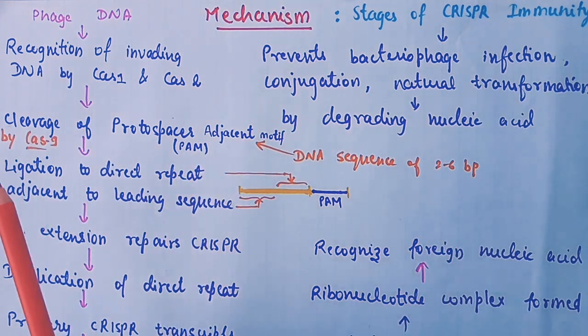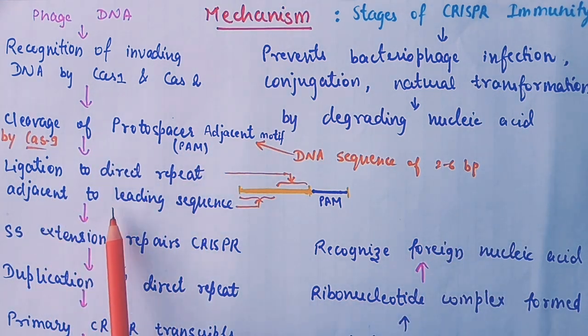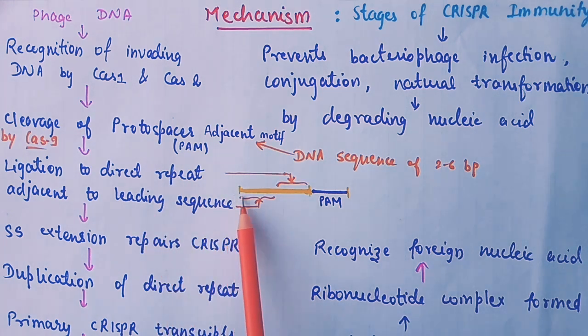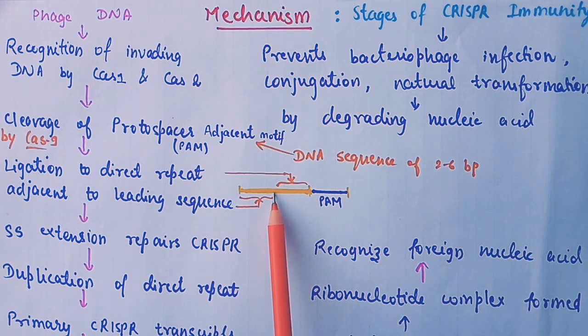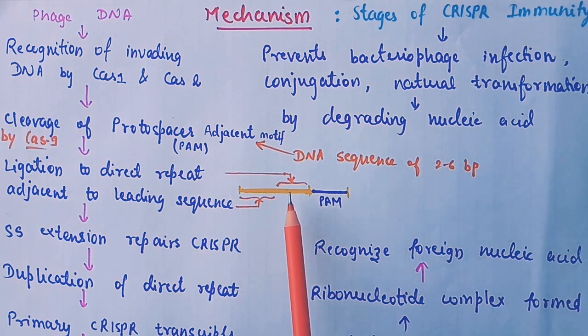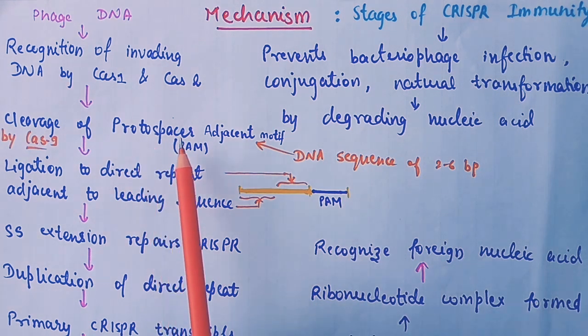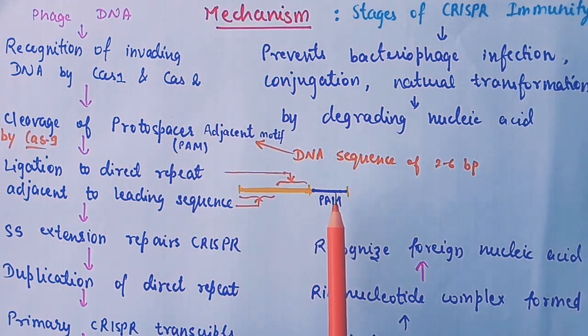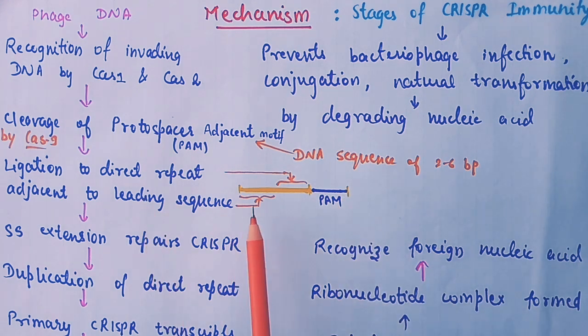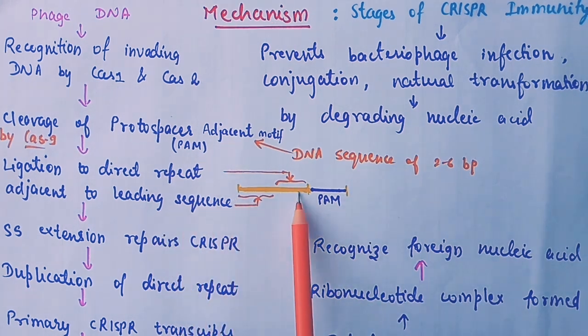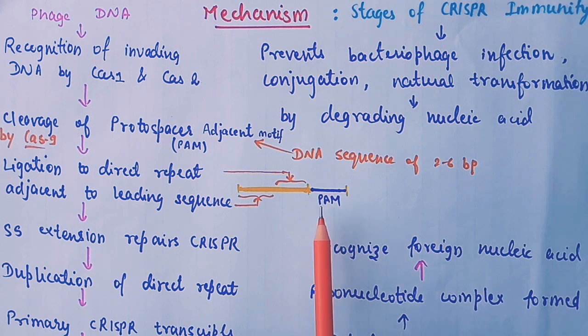After the cleavage, the ligation to the direct repeat adjacent to the leading sequence takes place. So let's say this is the DNA sequence in which this part is a leading sequence and this part is a direct repeat. So after this repeat, the protospacer adjacent motif is added and this ligation takes place. So the leading strand, then the DNA sequence and then the PAM. After this process, the single-stranded extension repairs the CRISPR and the duplication of direct repeat takes place, which means this direct repeat is again duplicated.